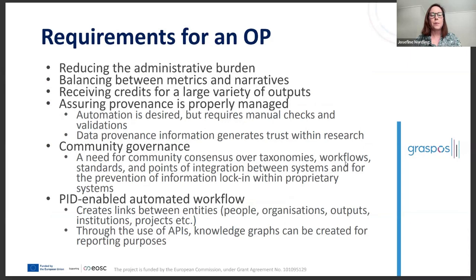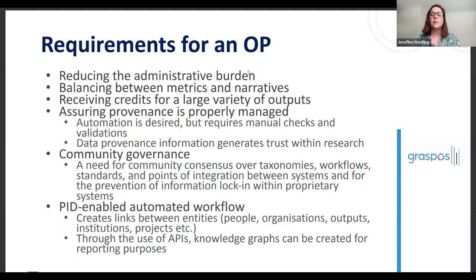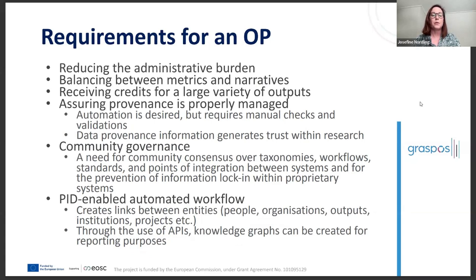So some of the basic requirements for an openness profile and why we think it's a good idea to have one in place. The main idea is to reduce the administrative burden, and that it will allow for both metrics-based inputs as well as narratives. This is really important as all things related to open science are not necessarily measurable, but should still be able to be considered as significant contributions to research. So it allows recognition for various different types of research outputs.